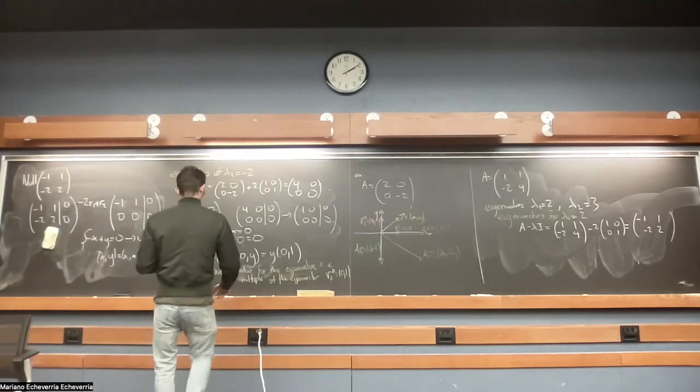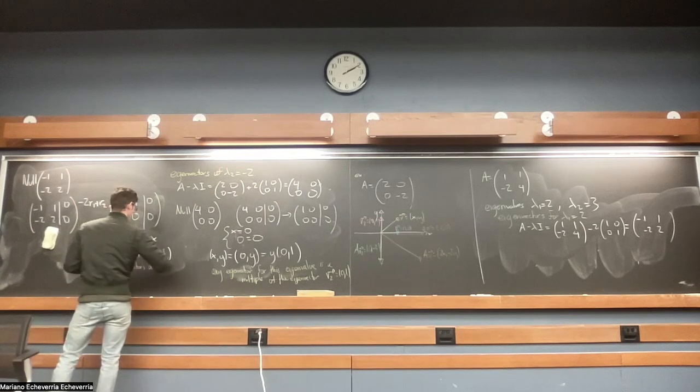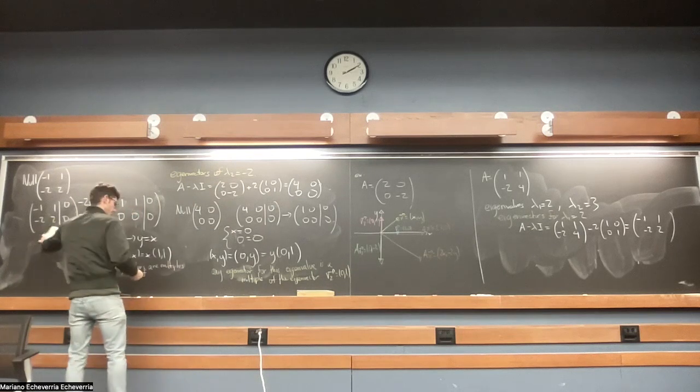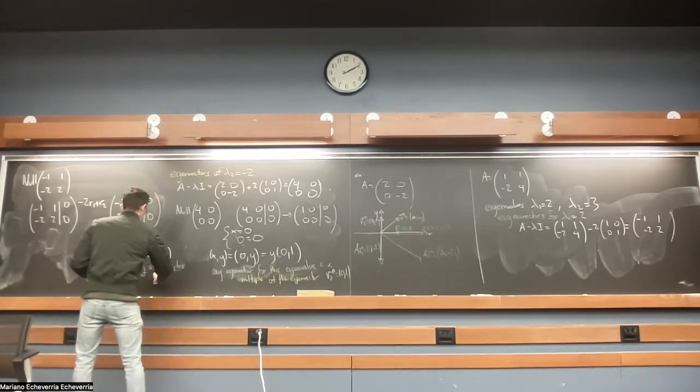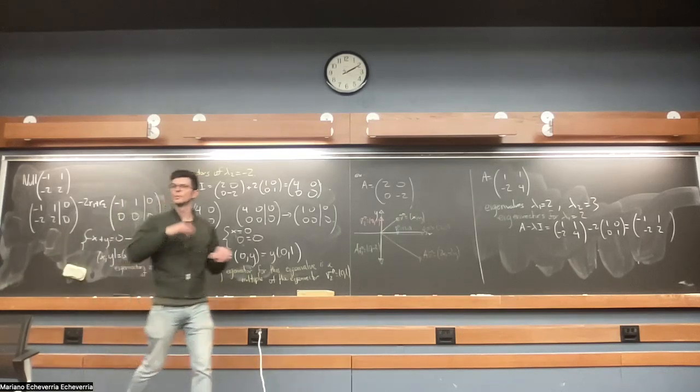So the eigenvectors are multiples of v1 equals 1, 1. That making sense?